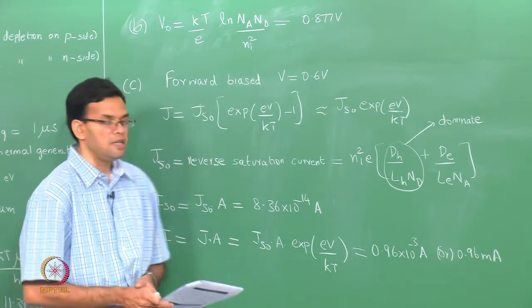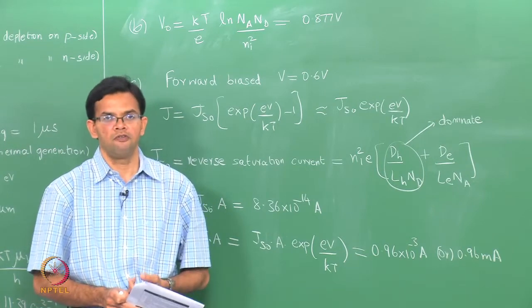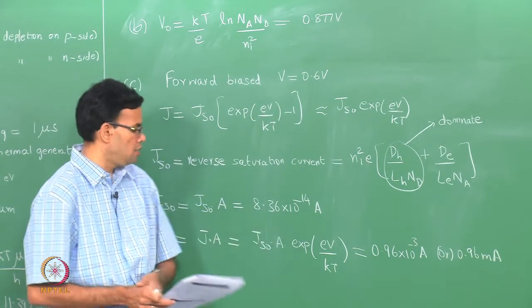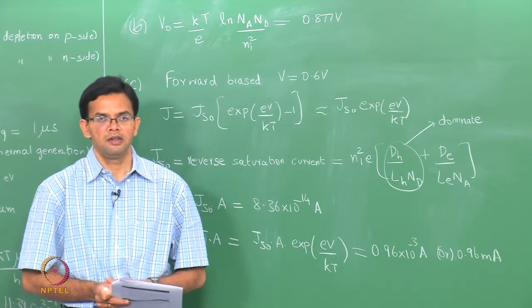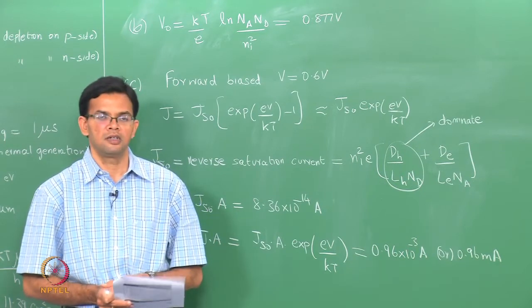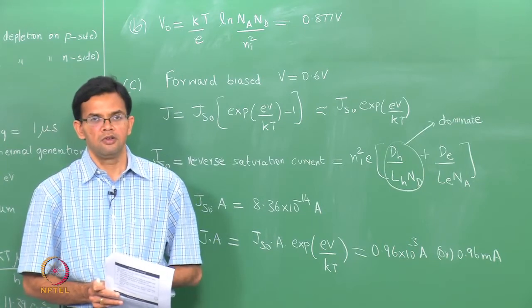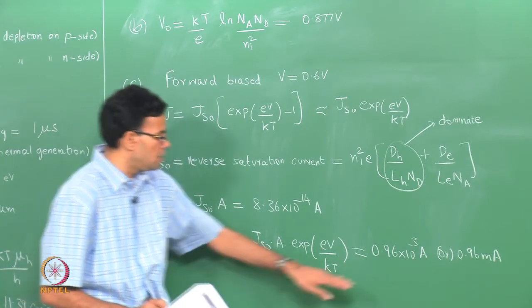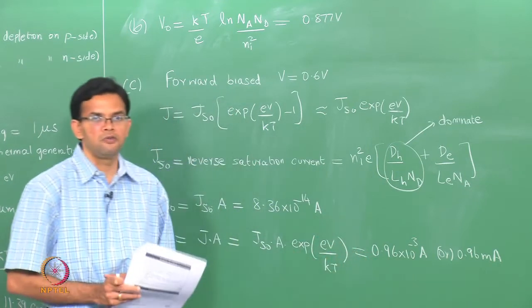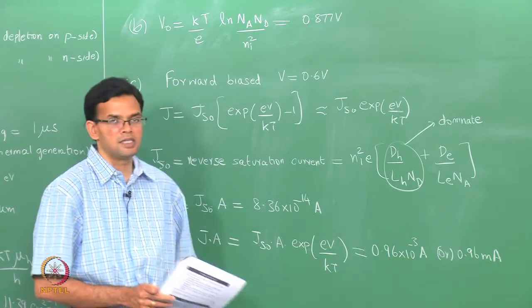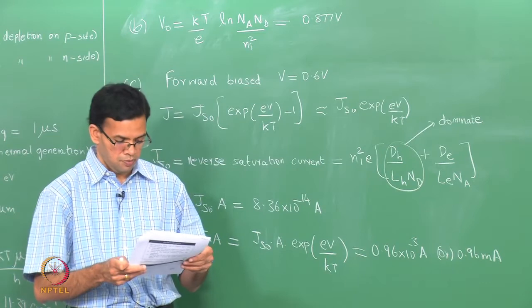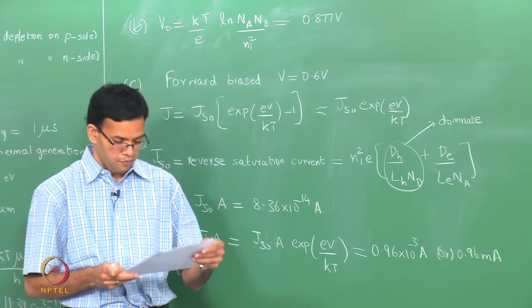That is nearly 10 orders of magnitude higher than the reverse saturation current. This is why we call a PN junction a rectifier, because it conducts very well during forward bias and the reverse bias current is very small. Let us now go to part D.